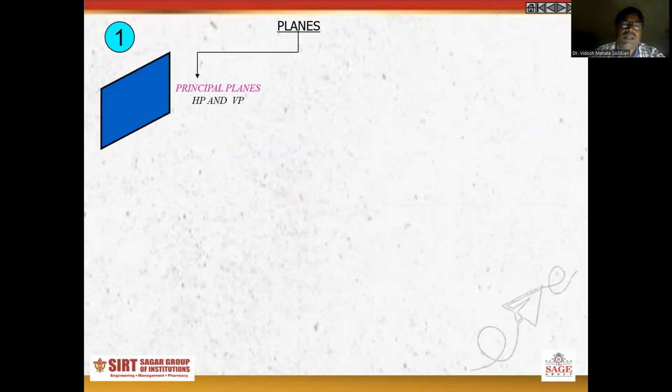Now the plane. First are the horizontal plane and the vertical plane, well known as the HP and the VP. If we place the plane vertically in a space, that is known as a vertical plane, the VP. If we place the plane horizontally in a space, that is known as a horizontal plane. So there are two types of principal plane, the horizontal plane and the vertical plane.